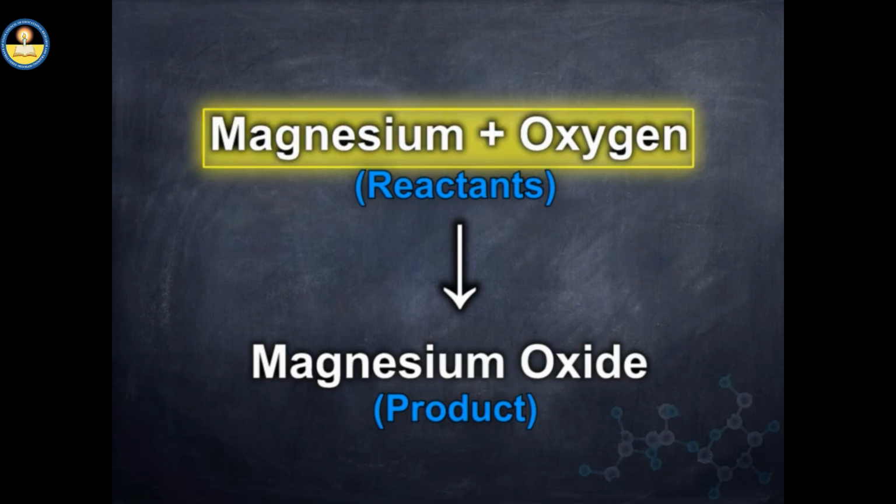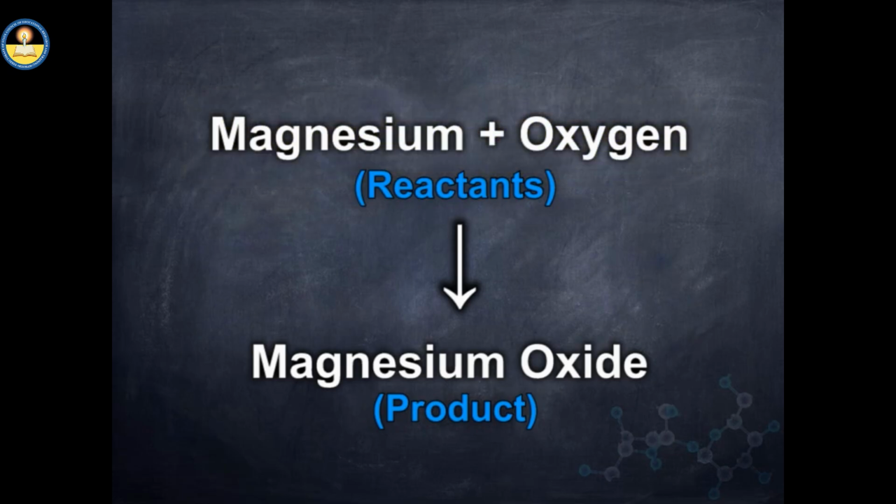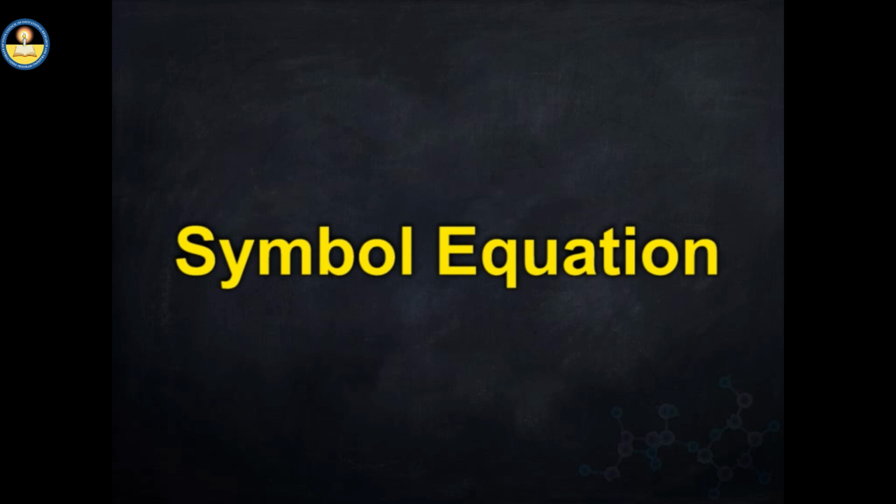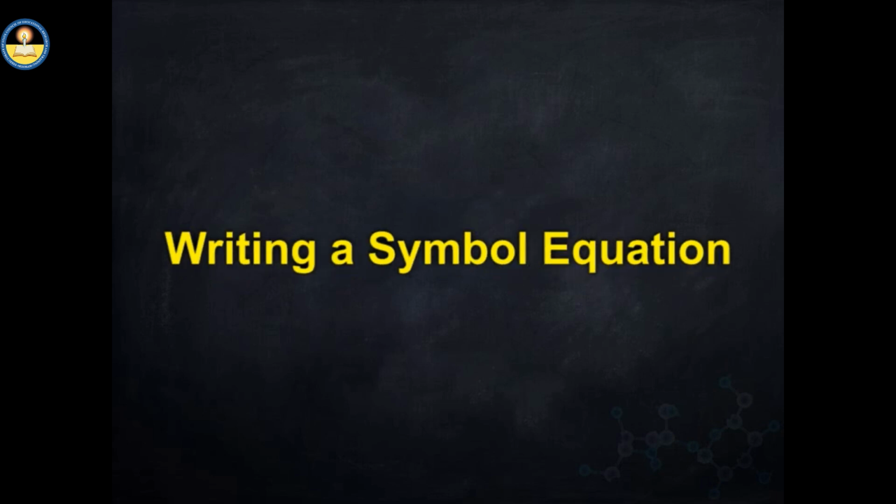The substances magnesium and oxygen that undergo chemical change in this reaction are reactants. The new substance, magnesium oxide, formed during the reaction is the product. A word equation shows change of reactants to products through an arrow placed between them. Let us now learn about writing a symbol equation.